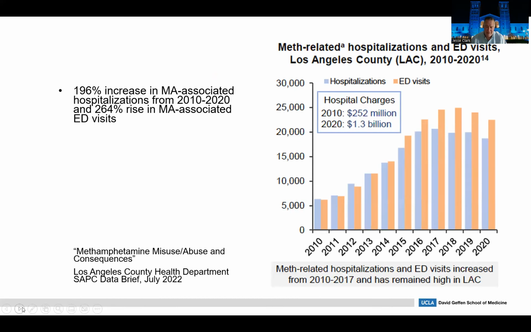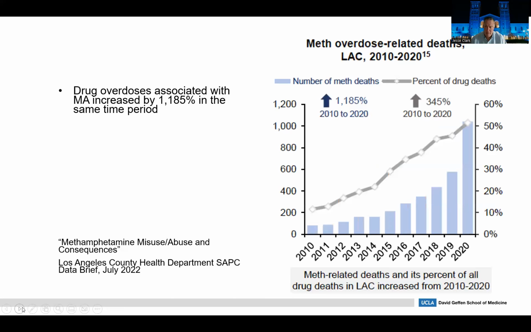This and the next several slides are all drawn from the LA County Health Department's SAPC data brief from July 2022. But here you can see the 196% increase in meth-associated hospitalizations over the decade from 2010 to 2020, accompanied by a 264% rise in meth-associated ER visits. Next slide. And you can also see a dramatic increase in meth-associated overdose deaths, with drug overdoses associated with meth use increasing by 1,185% during that 10-year time frame. Next slide.